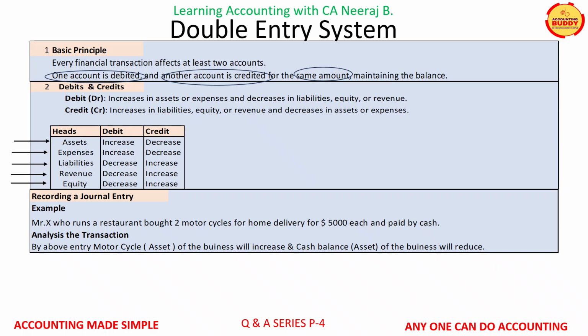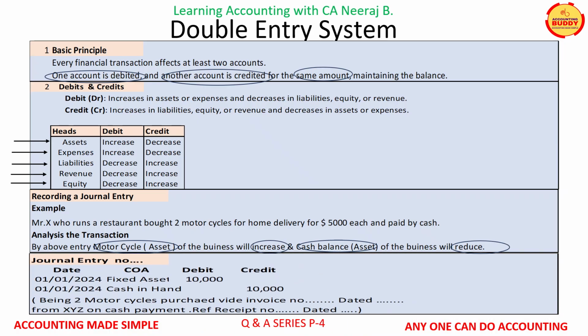Mr. X, who runs a restaurant, bought two motorcycles for home delivery for $5,000 each, and the transaction is settled by cash. Now, if you analyze the above transaction, motorcycles, which are assets of the business, will increase, and the cash balance, which again is an asset of the business, will reduce, and the following entry will get passed. The fixed asset account will be debited and the cash in hand will be credited. The assets are increasing, that is why we are debiting it. The cash in hand, which is again an asset, is getting reduced, that is why we are crediting it.